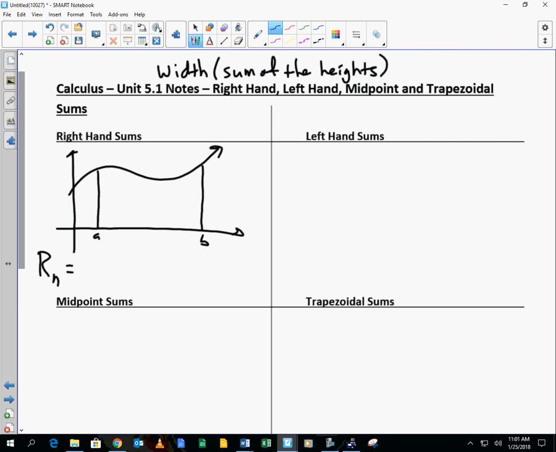What's B minus A? So width is equal to B minus A. And if you're going to divide it up into n rectangles, the width of each rectangle would be B minus A over n, correct? So the right-hand sum would then be that B minus A over n, times the sum of the heights. Now here's what's interesting.